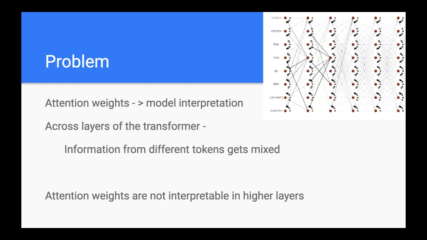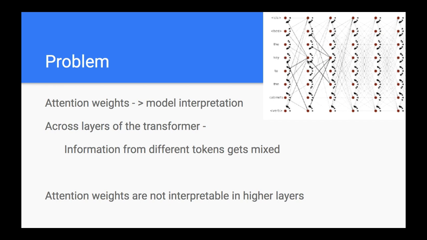But the problem is when you analyze the higher layers in transformers, the attention weights actually get mixed. What I mean by that, for example, if you analyze the attention weights in the first layer of transformer, there's actually no problem at all, because when the model pays a lot of attention to, let's say, token number 4, then the model actually pays a lot of attention to token number 4.